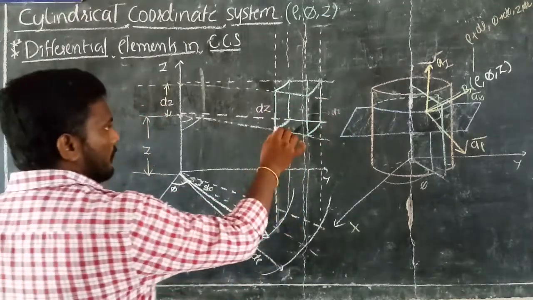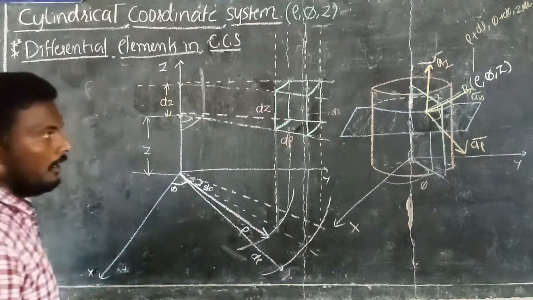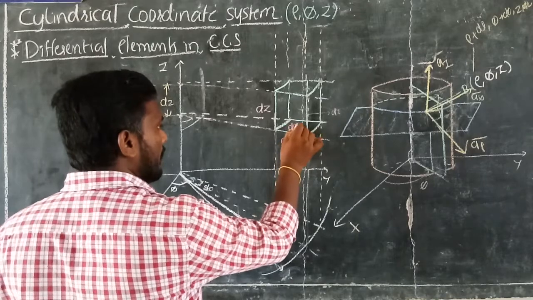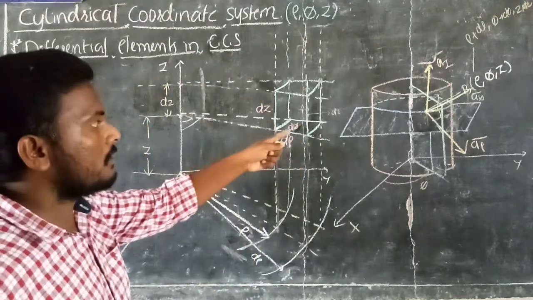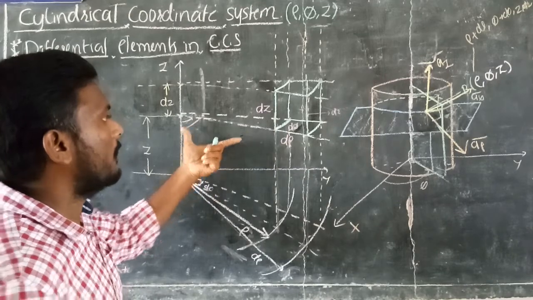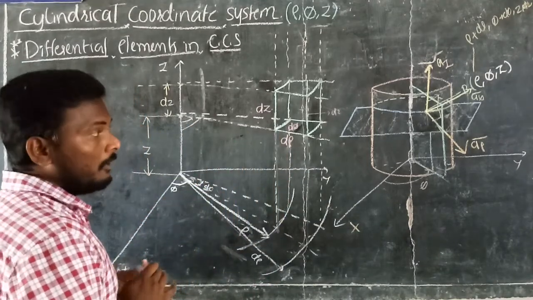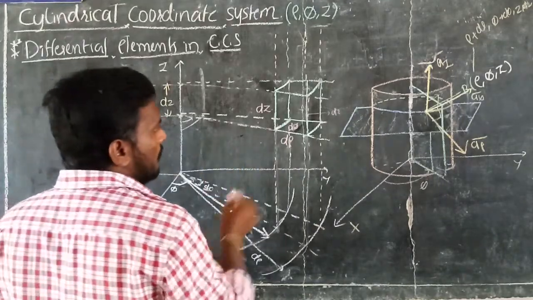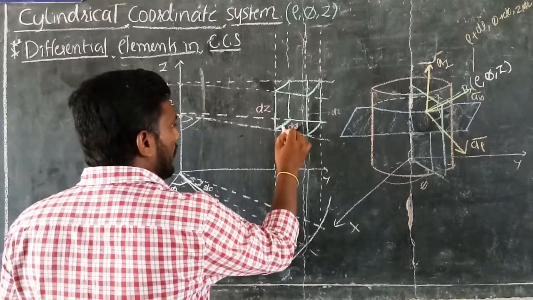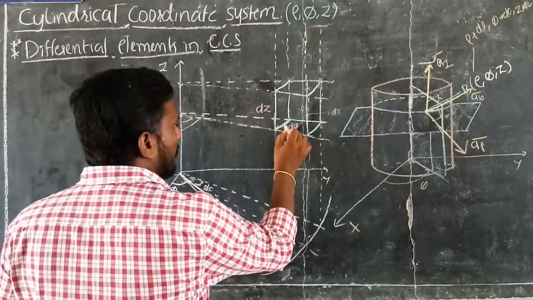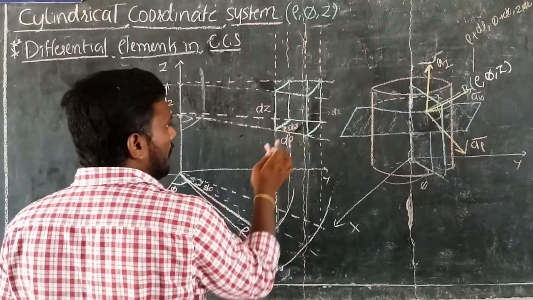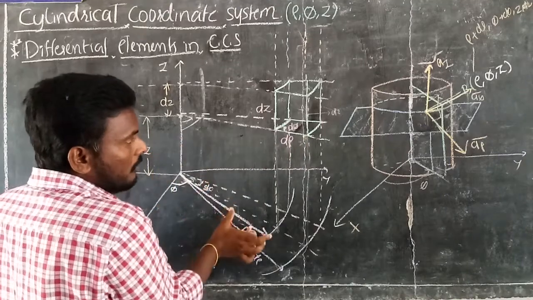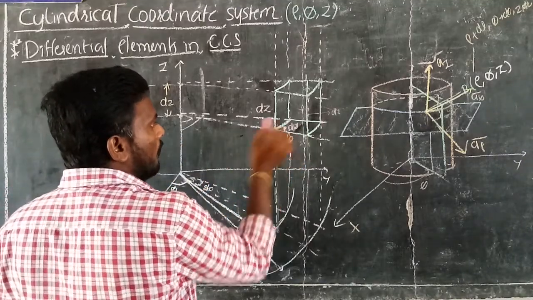And what about this one? Is it d phi? The change in the angle is d phi. But this change has a radius rho from the axis, so it is not just d phi. Because it is not a differential amount of change, it is a simple change in the angle. So in addition to d phi, we should write rho, because this change in the angle varies with respect to radius rho. That's why I am writing rho d phi.